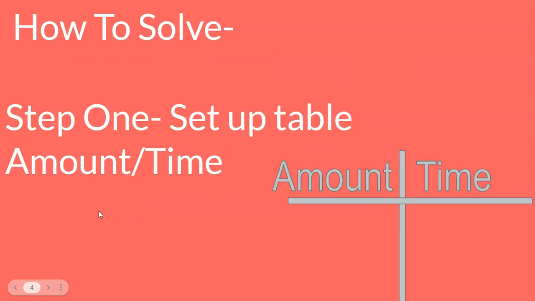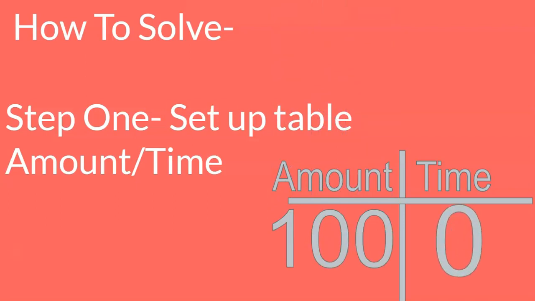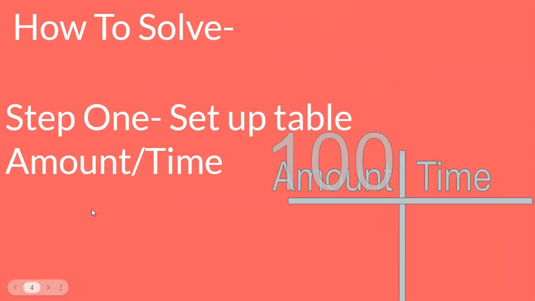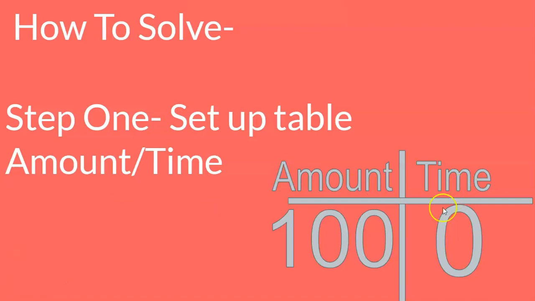And the first step when solving this is to set up a table, amount with time. And in our case, the amount was 100 grams, and the time starts at 0, because right now no time has passed and we have 100 grams of the substance. Now we recall on the previous slide that the half-life was 10 years. So we know that in 10 years' time, this amount will decrease by half.